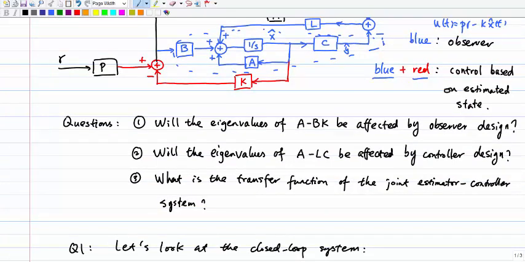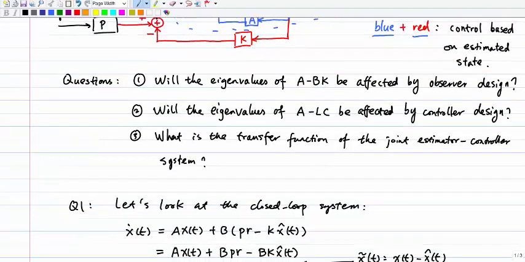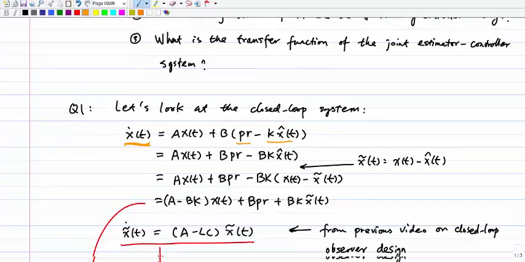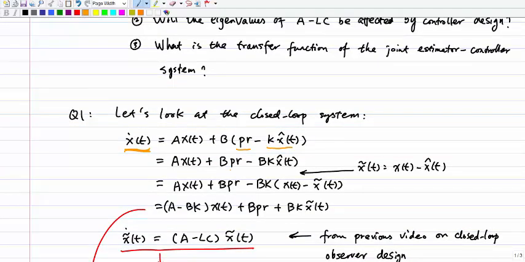First, let's look at the closed loop system to see whether I need to change the design of my K. The closed loop system includes two parts. One is the original state, x dot t, which is Ax plus B ut. Here I replace ut by Pr minus Kx hat t. Putting terms together, I get Ax plus Bpr, then minus BKx hat t. So here I make a change.